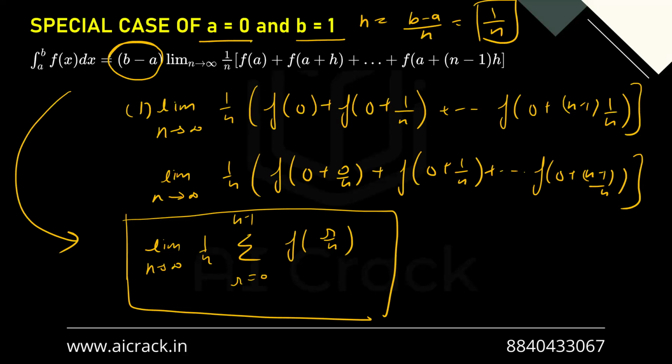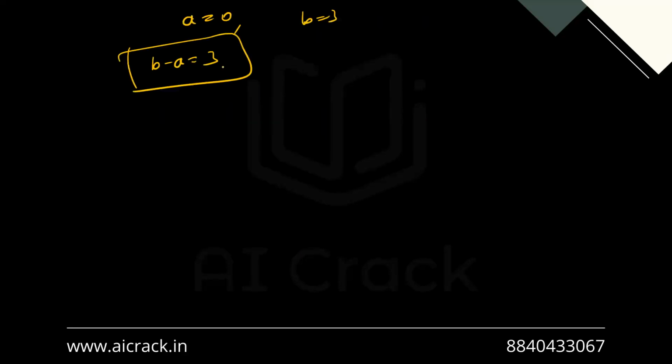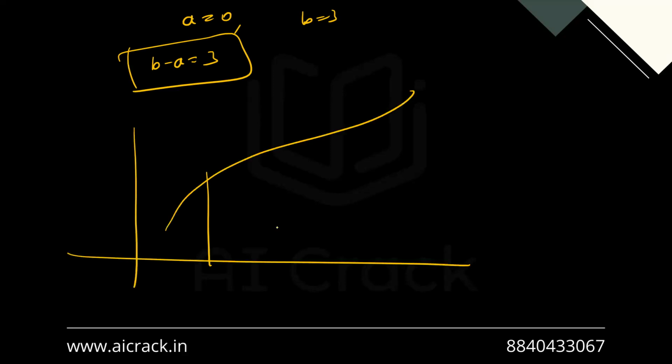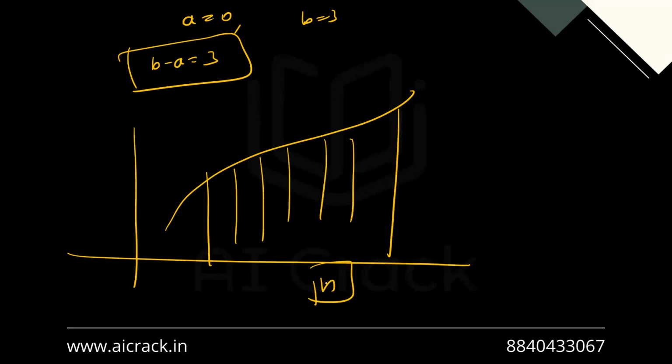Let's say a equals to 0 and b equals to 3. In that case, b minus a would be 3. Right. We skipped that part because over here b minus a was 1. But over here b minus a equals to 3. Now in this case, if we go back to the basics, we divided our entire region into n rectangles. In this case, we'll divide that into 3n rectangles.